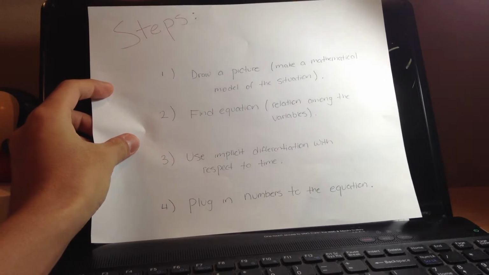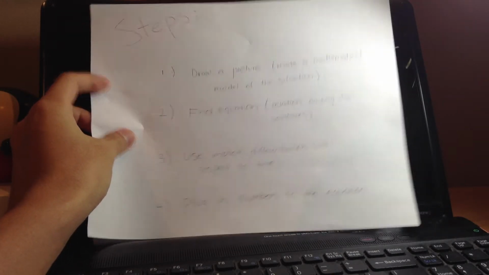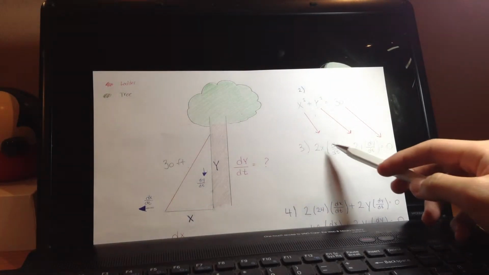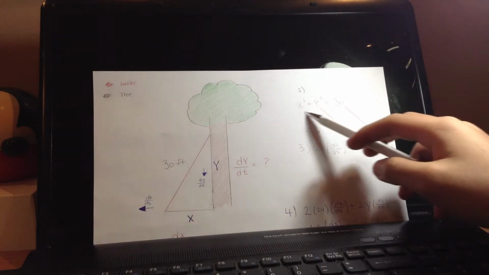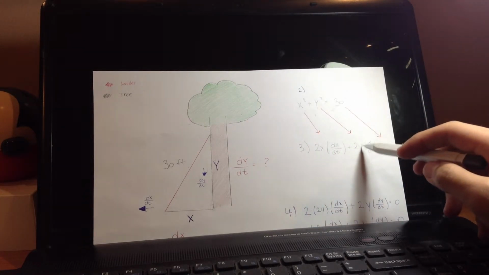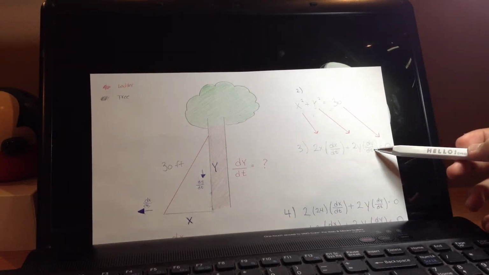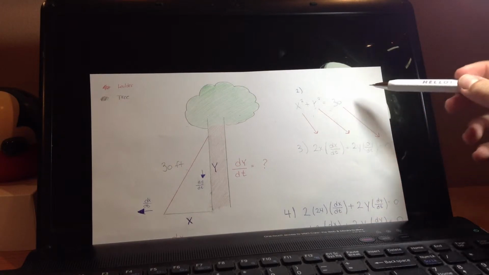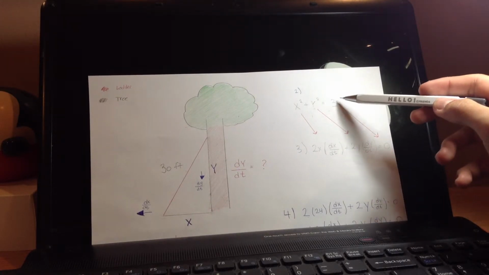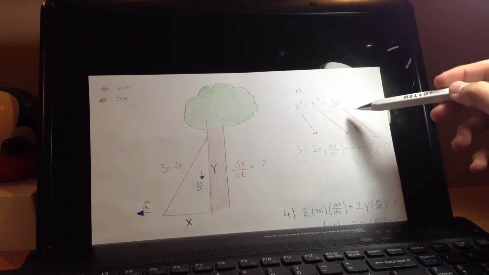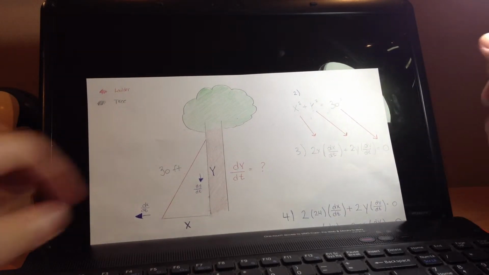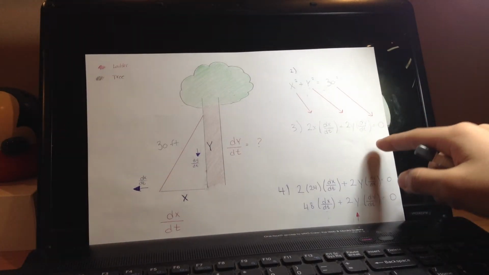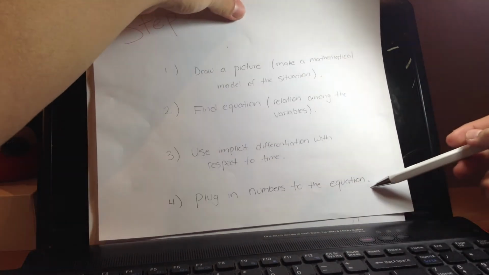Then, use implicit differentiation with respect to time. As you can see here, 2x times dx/dt is the derivative of x squared. 2y times dy/dt is the derivative of y squared. And 0 is the derivative of 30 squared, and the derivative of a constant is always 0. After doing that, you can simply plug in all the numbers to the equation.